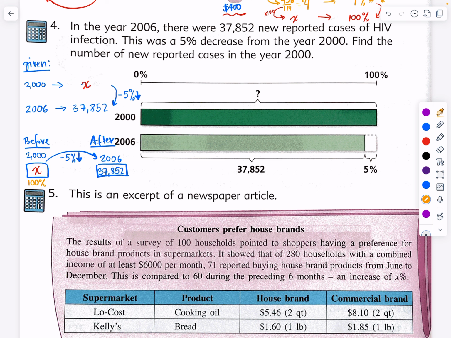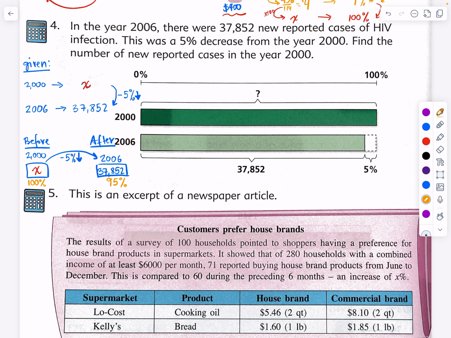That was your 100%. After a 5% drop, decrease, now in 2006, we have only 95% of the reported cases compared to 2000. That means the government had some education policy implemented, new vaccines were implemented, and so on.